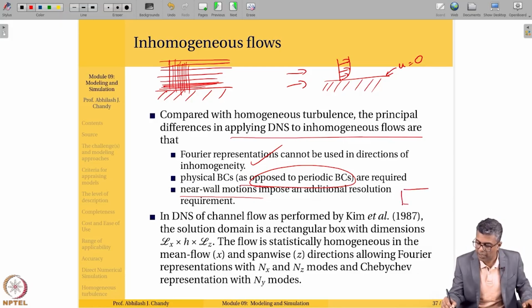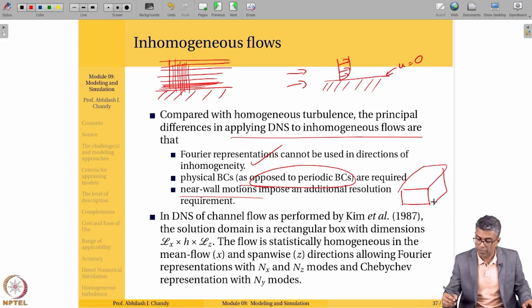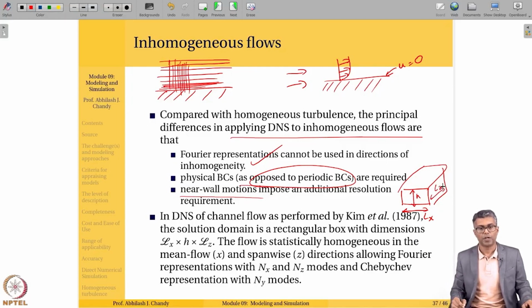So if we had a domain like this, this is the wall normal direction. So this is h. This is Lx, for example. And this right here is Lz, for example. The mean flow direction was this direction. So that is Lx, and Lz was in the span-wise direction.